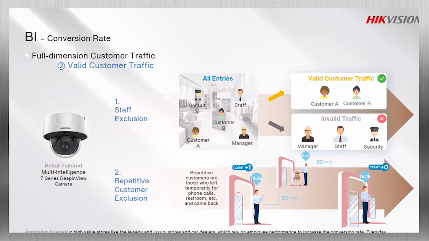And also we know that some clients will enter and leave the same area several times. So it will be counted not as 1, but as 2 or 3. We also need to delete these duplicated counts with our cameras. And with these two ideas, we can generate more valid customer traffic and get a more accurate conversion rate.